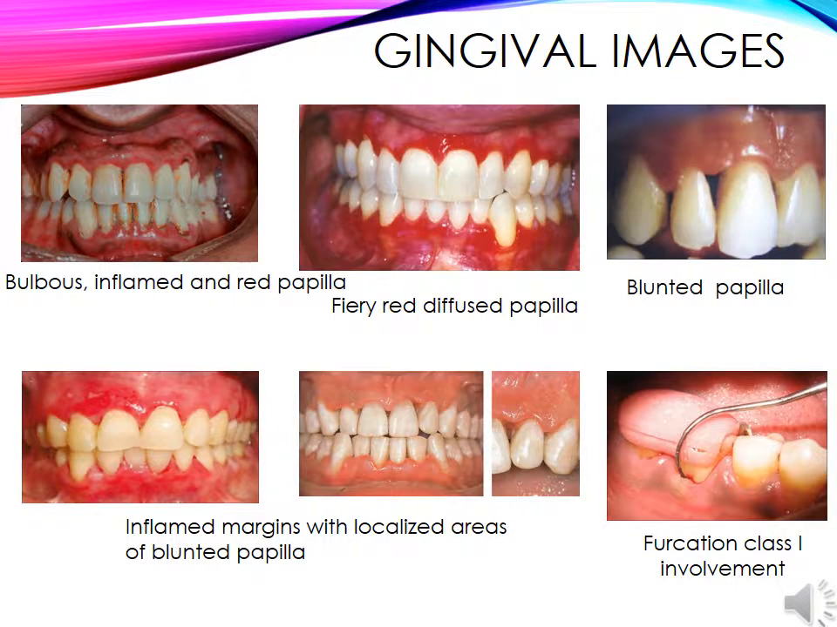This slide presents 6 gingival images. The first image is bulbous, inflamed and red papilla, fiery red diffuse papilla, and then blunted papilla. On the bottom row, there's inflamed margins with localized areas of blunted papilla, and the last photo shows a furcation class 1 involvement.